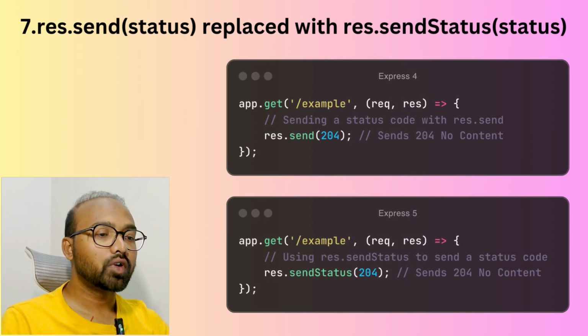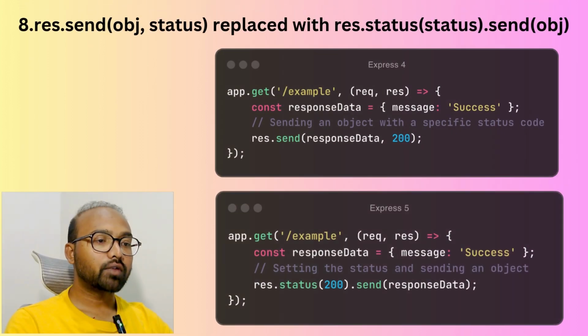In Express 4, developers could send a response with a specific HTTP status code using the response.send method. In Express 5, this has been replaced by the response.sendStatus method, making the method more explicit and easier to understand by clearly indicating that it is sending only a status code, not additional data. This change enhances code readability and reduces potential misunderstanding in response handling.